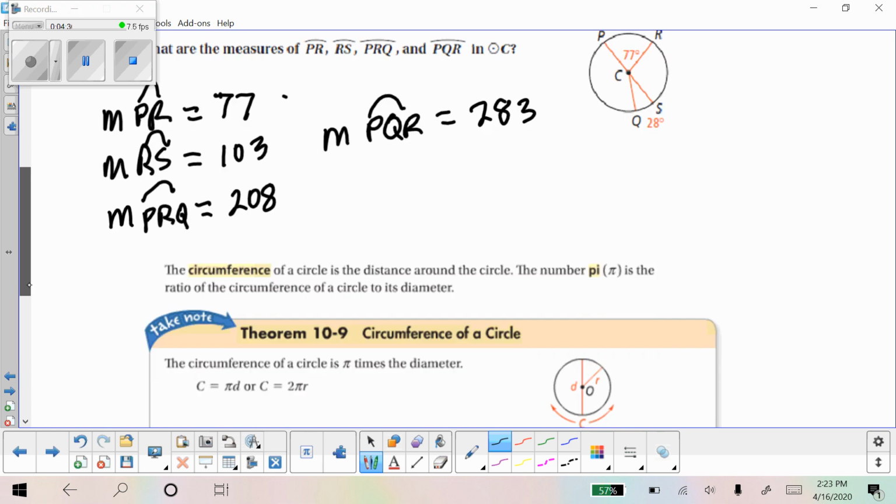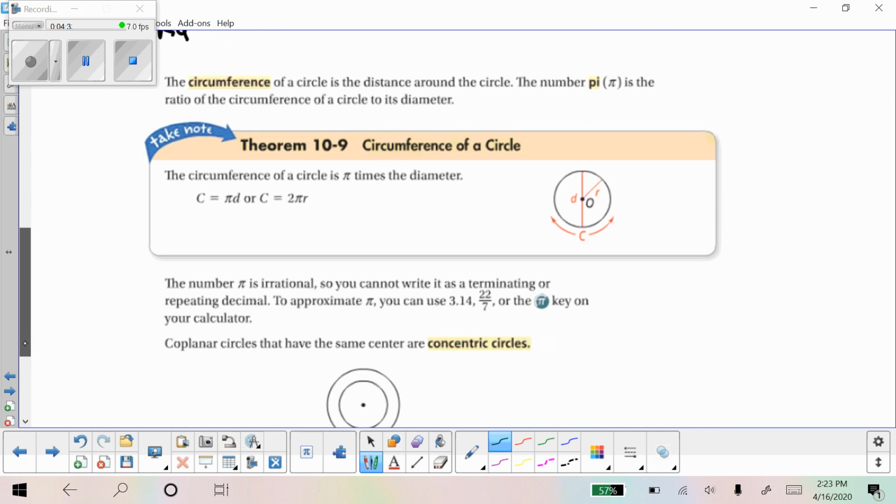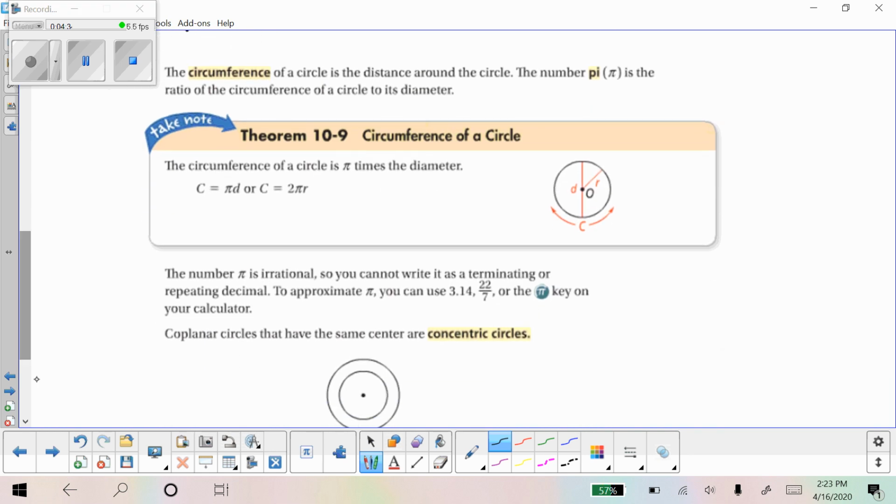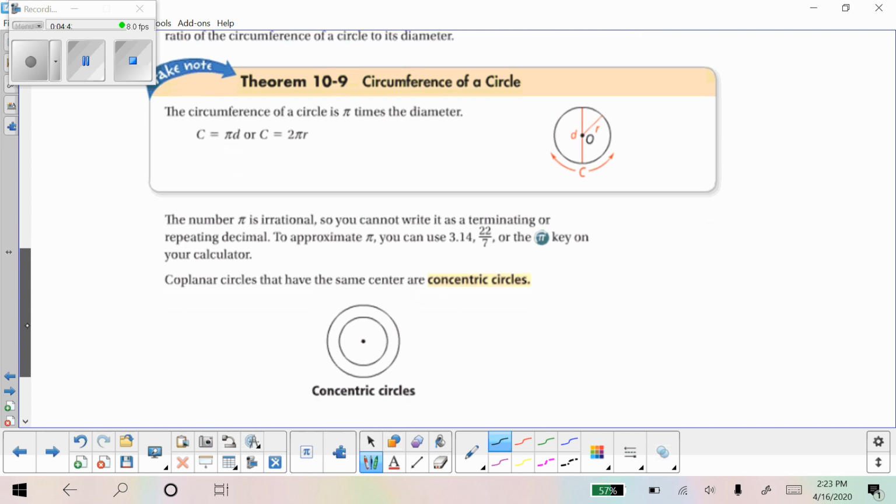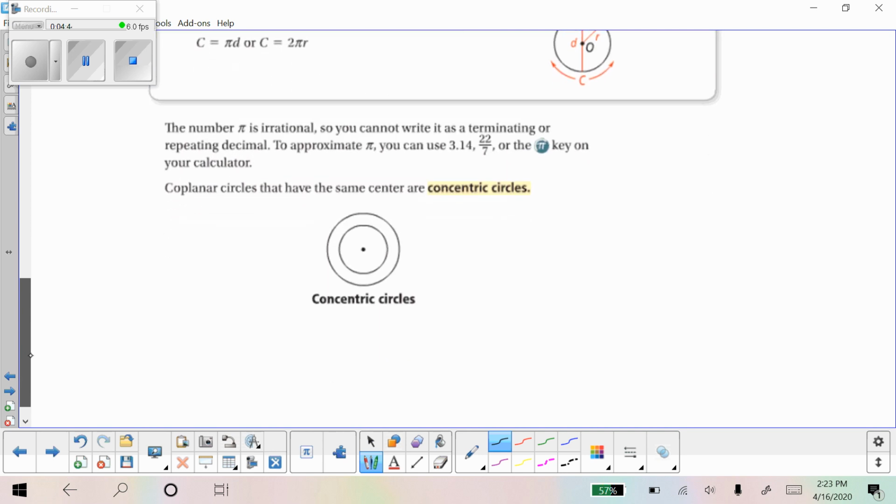Here's your answers for that. Just a reminder of how you find the circumference of a circle. It's diameter times pi, or 2 times the radius times pi. And then we're going to use that to help us determine the lengths of arcs. Coplanar circles that have the same center are called concentric circles.